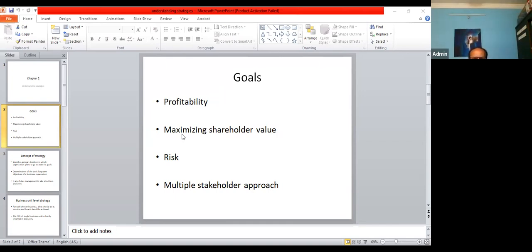Now, the second goal is maximization of shareholders value. What is shareholders value? What parameters come under shareholders value? Appreciation in share price, that is the market price of the share. If the market price of the share increases, then it is a good sign for the company also. So some companies set their target as maximization of shareholders value, and a few companies set their goal for profitability.